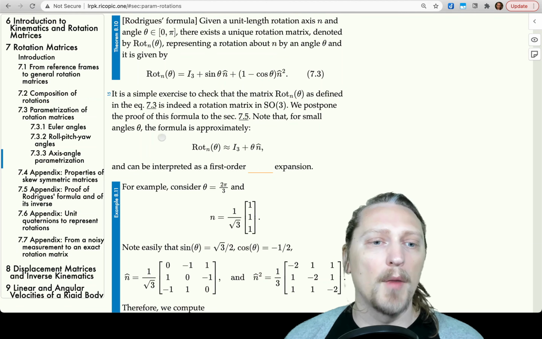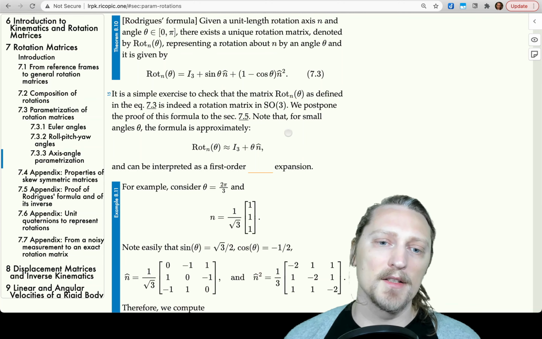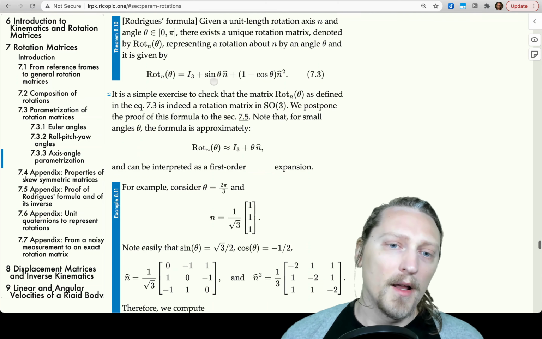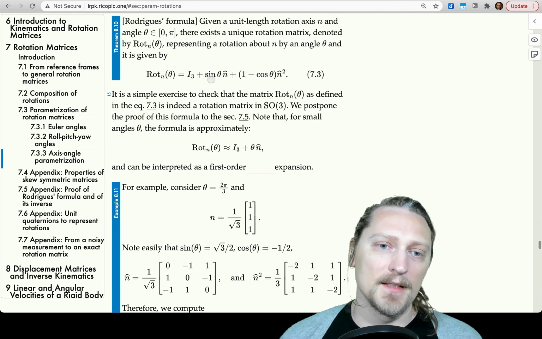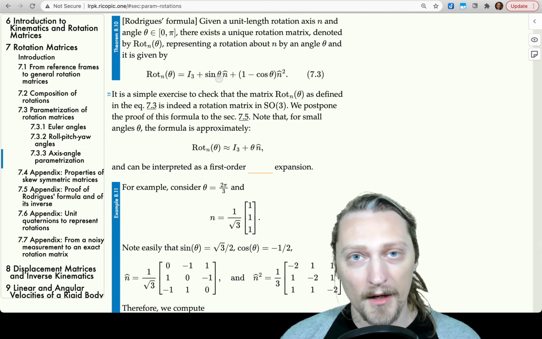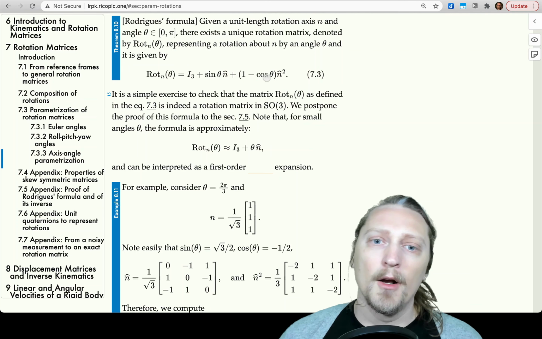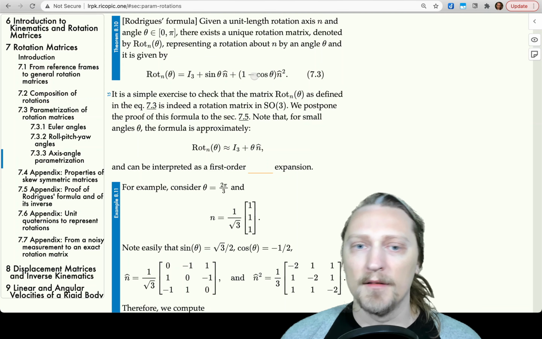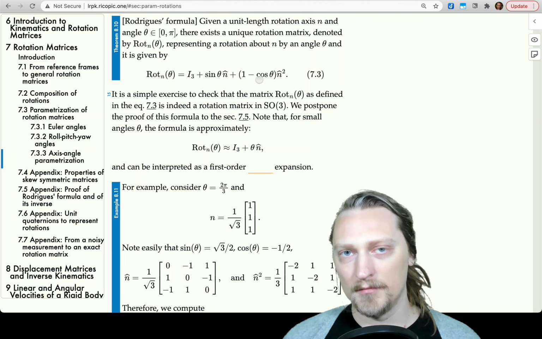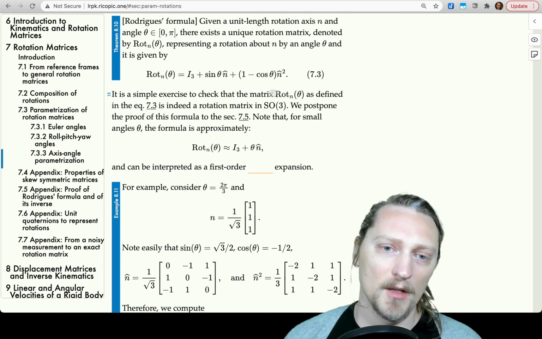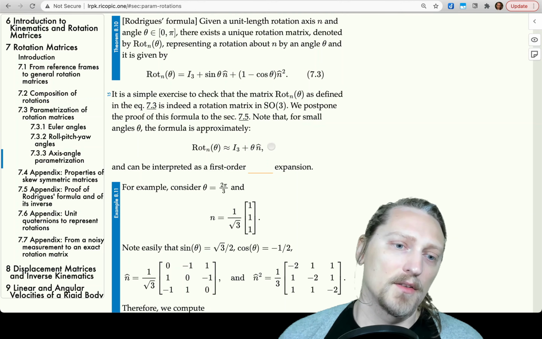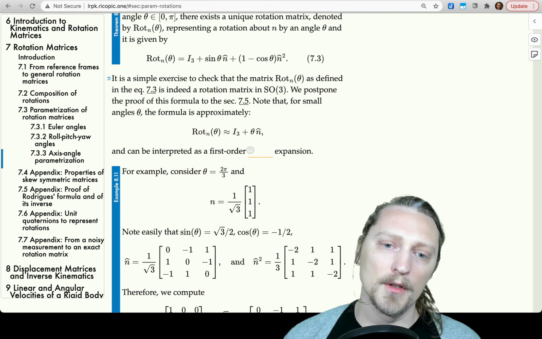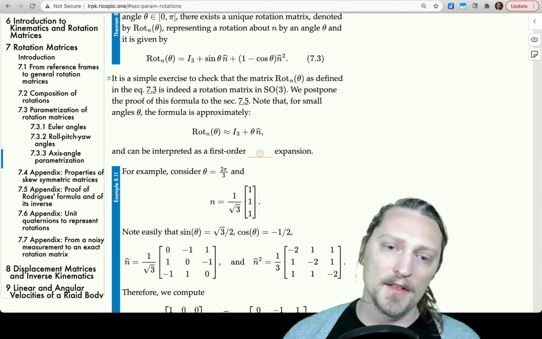Note that for small angles theta, the formula is approximately this, which is to say the small angle approximation tells us that sine theta is approximately equal to theta, and cosine theta is approximately equal to 1. 1 minus 1 is 0, so this term goes away, and we get this approximation. And it can be interpreted as a first-order Taylor series expansion.